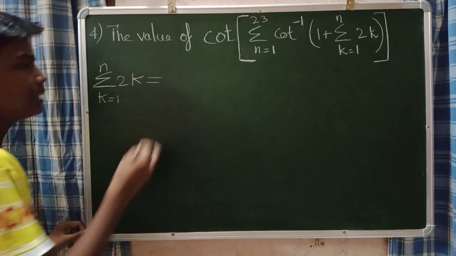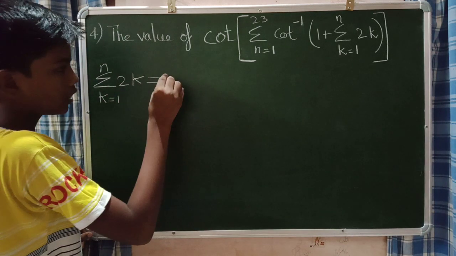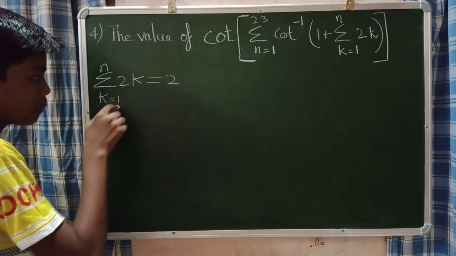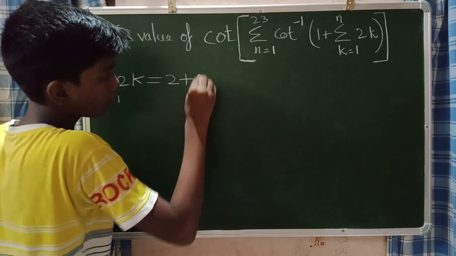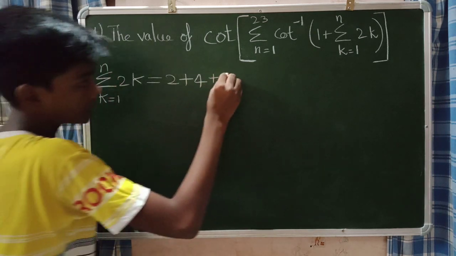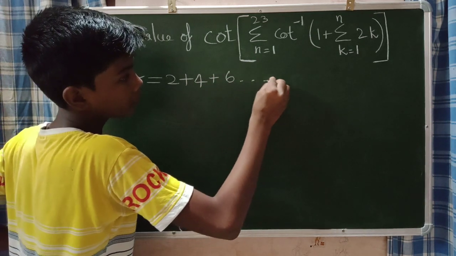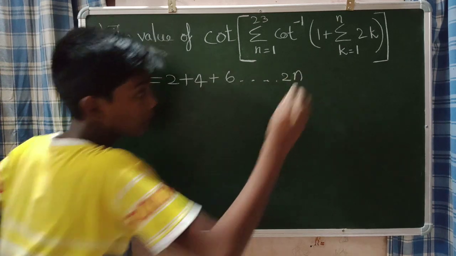When you put like that, the summation when you open, what you will get is 2. That means put 1 in place of k, that is 2, plus put 2 in place of k, that is 4, plus put 3 in place of k, that will be 6, up to 2n number of elements.